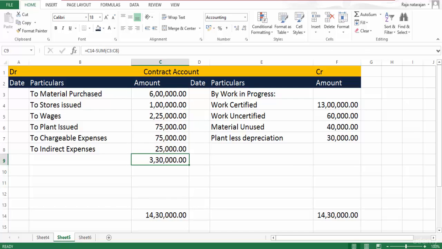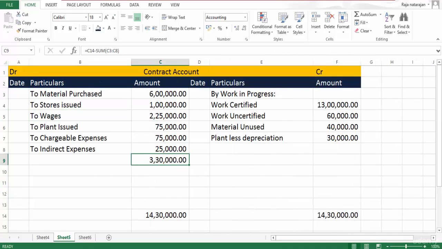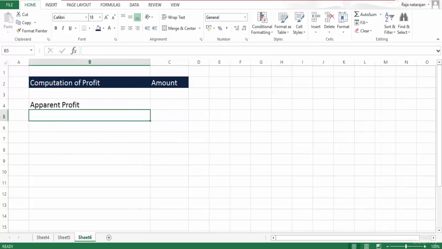So we cannot recognize this fully, so it has to be linked with various items. So let's have a working note here: working note for computation of profit. So what is the apparent profit we have as of now? That's the notional profit, which is 3,30,000. Let me remove that and keep it here.